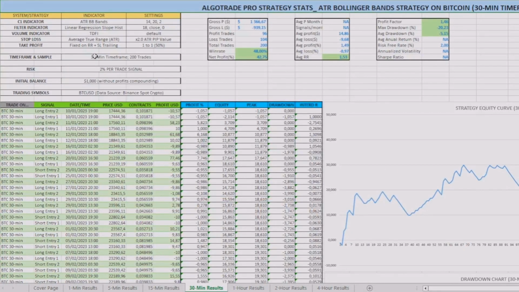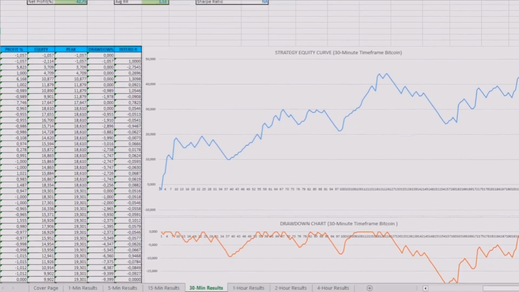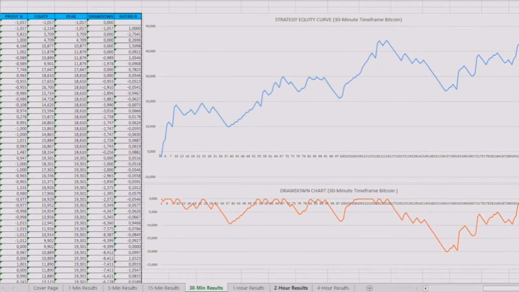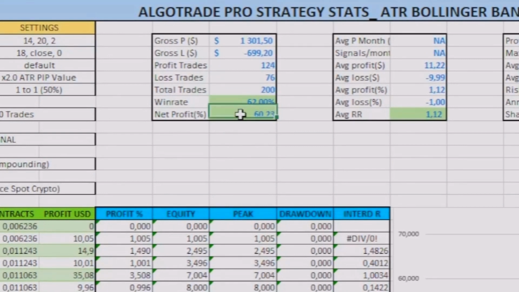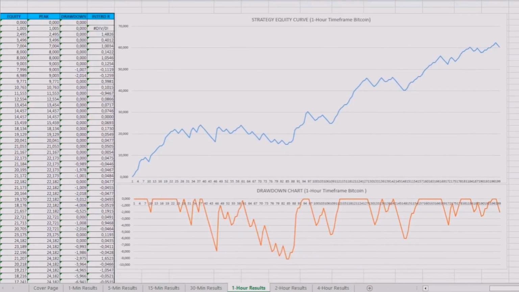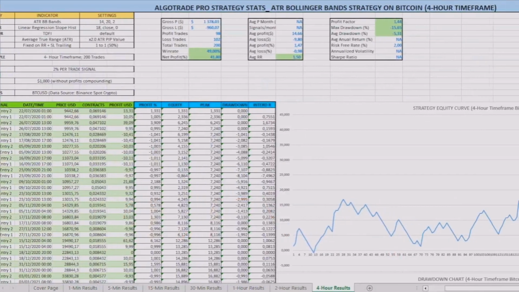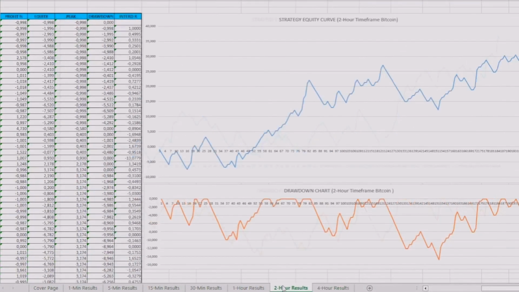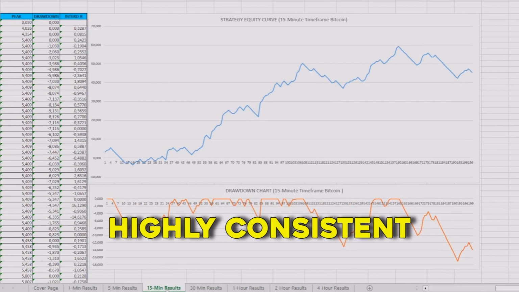For those who would like to use the 30-minute time frame in these conditions, the strategy got a win rate of 48%, a net profit of 42% and a profit factor of 1.46. Despite the lower win rate, the equity curve looks fairly consistent. Then on the 1 hour time frame, we got an amazing win rate of 62%, a profit of 60%, a profit factor of 1.86, and the equity chart looks amazing, the best one so far. Then on the 2 hour and 4 hour time frames, the results were also quite solid. So we can conclude that in these conditions and on the Bitcoin, this strategy looks promising, and it shows that it is highly consistent and efficient.